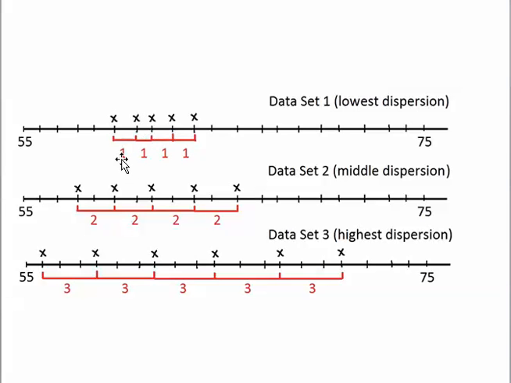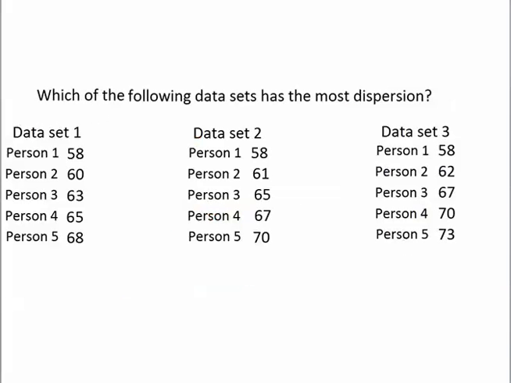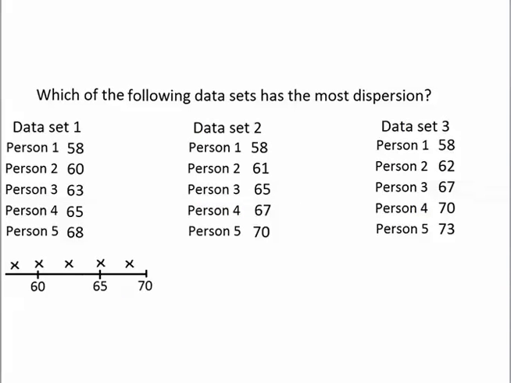And I made the values equally spaced in this example just because I wanted to start with a simple example. Next we'll look at another example of 3 data sets, and this time the values won't all be equally spaced. So what if these were our 3 data sets? This one has some dispersion, but not very much. This one has more.